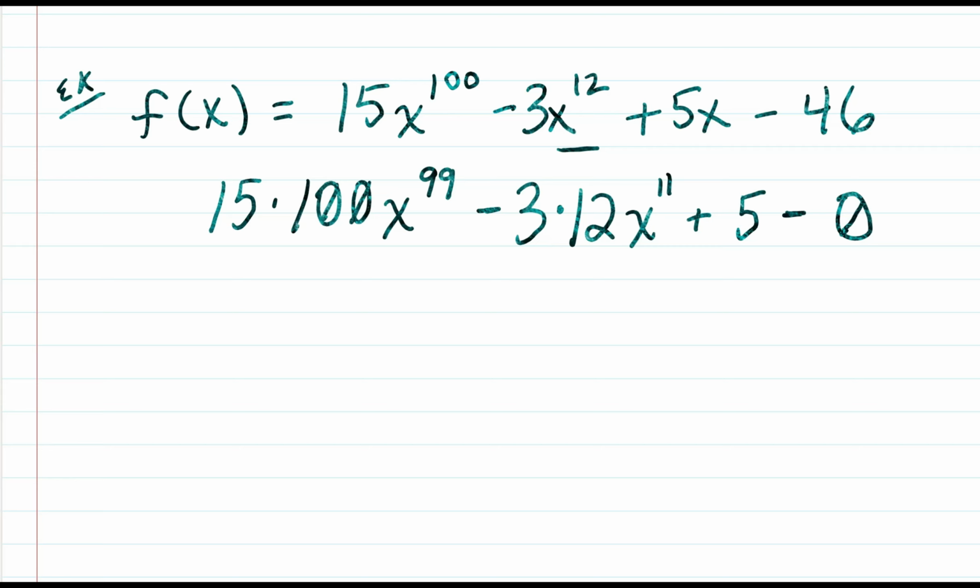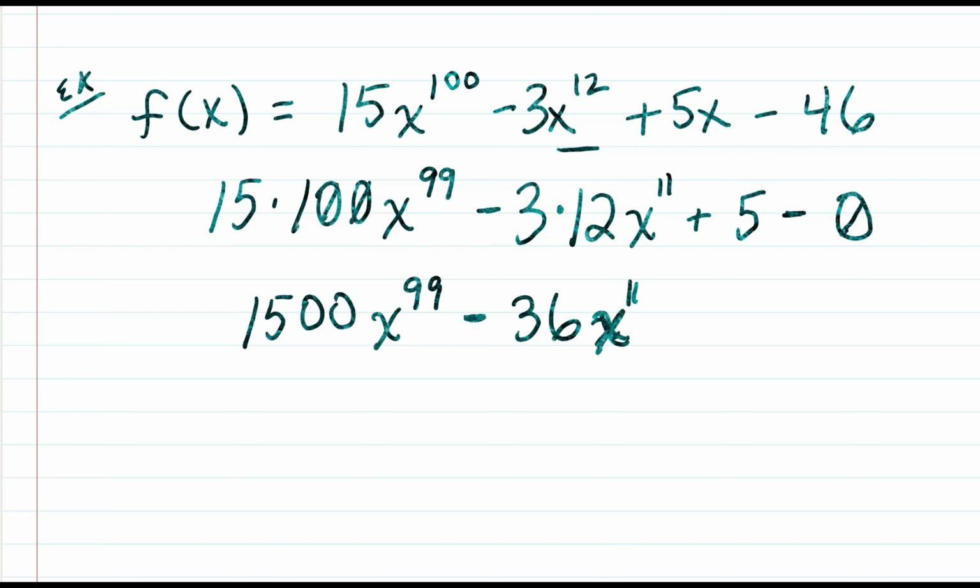Now we just clean it up a little bit and do some multiplication. The 15 times 100 gives us 1500 x to the 99th power. The 3 times the 12, and it's a negative 3, so watch your signs, that'll be negative 36x to the 11th power.